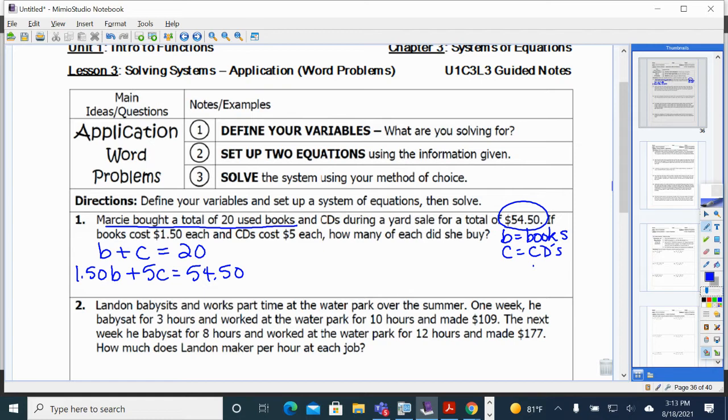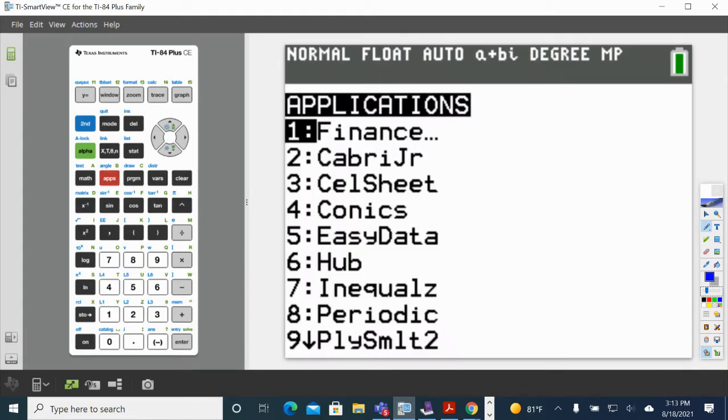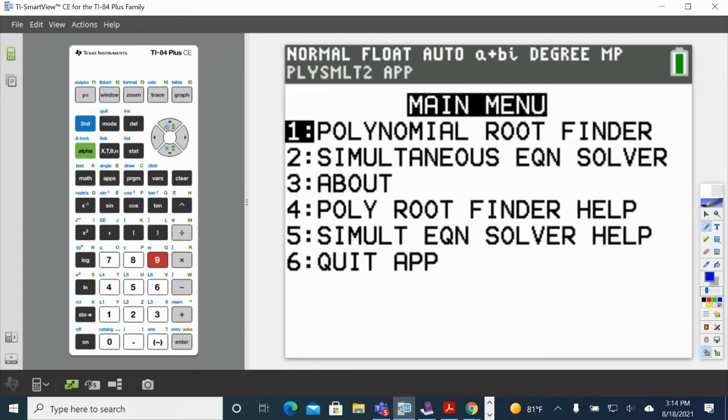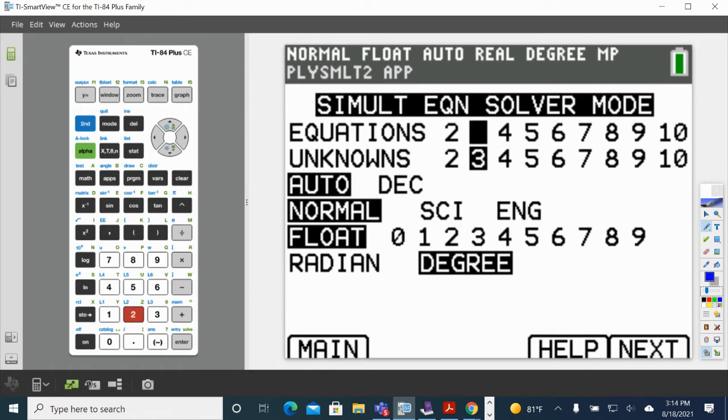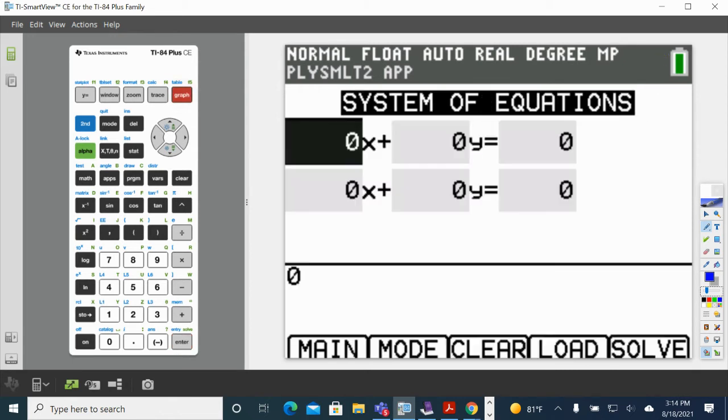We need to solve. Again, the easiest thing to do here is use polysmult. So go to apps. Again, mine is number 9. Your calculator is going to be slightly different. We're going to select number 2, simultaneous equation solver. Make sure you select that you only have 2 equations, 2 unknowns. Click next or graph, and then we'll fill in our information.